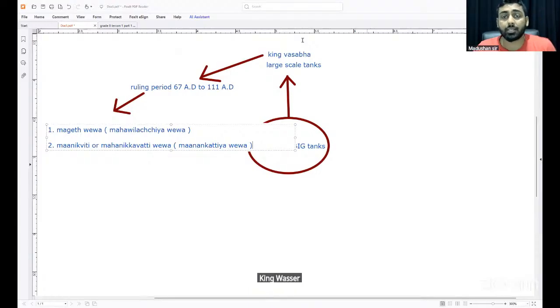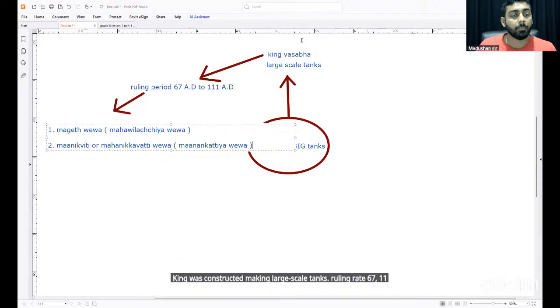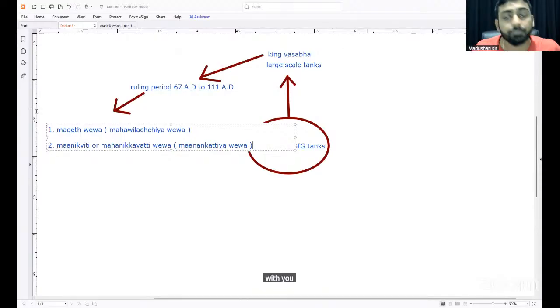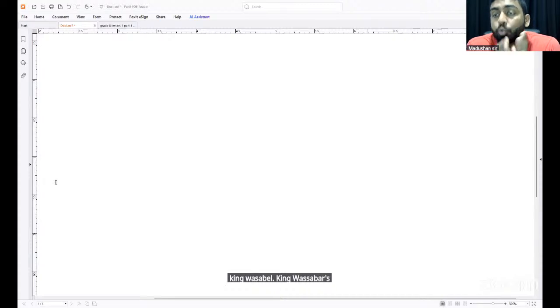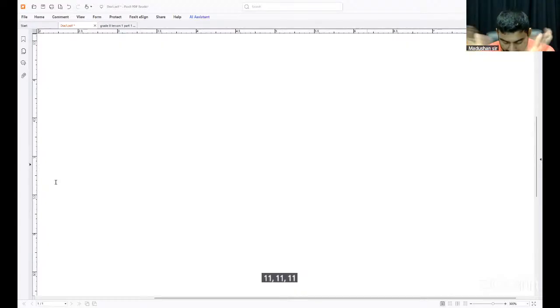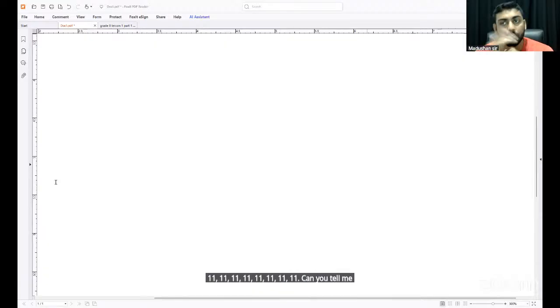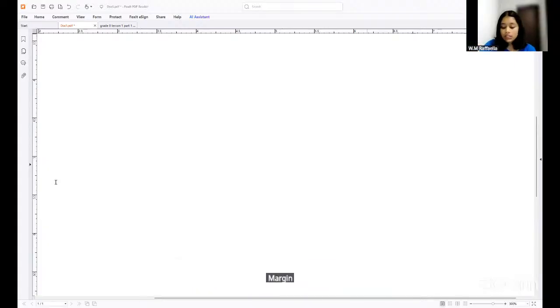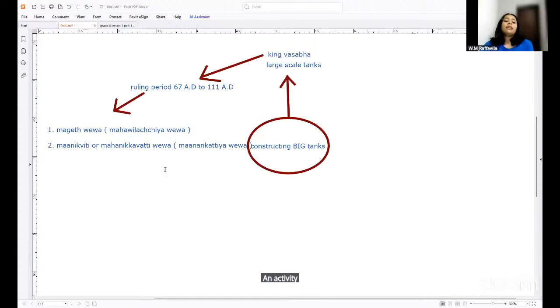King Vasabha first constructed large-scale tanks, ruling period 67 AD to 111 AD. Magitwava, Manikwitiwava. King Vasabha's ruling period, please. Come on. 3, 2, 1, start. 67 AD to 111 AD. Can you tell me two tanks constructed by King Vasabha? Magitwava or Mahavilachchiya Weva, and Manikwiti or Mahanikawati Weva.